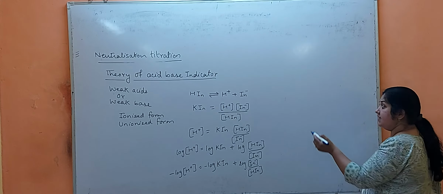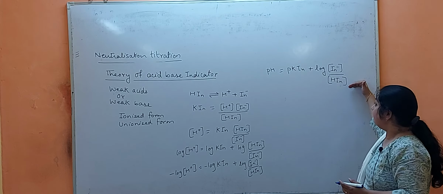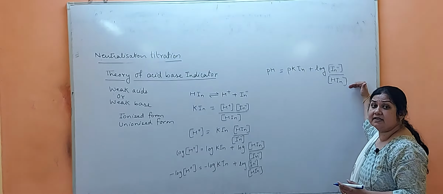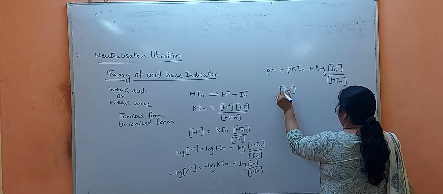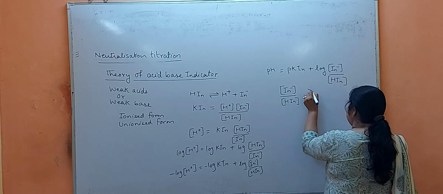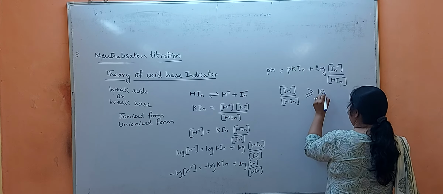Now see, for an indicator to show its color, its concentration ratio should be at least 10 times, or you can say 10 parts of IN minus and 1 part of HIN, then and only then its color would be visible. So if I say IN minus upon HIN should be greater than or equal to 10.